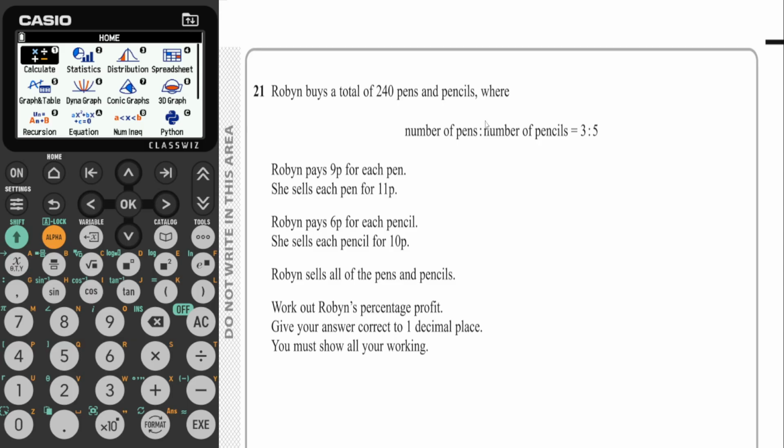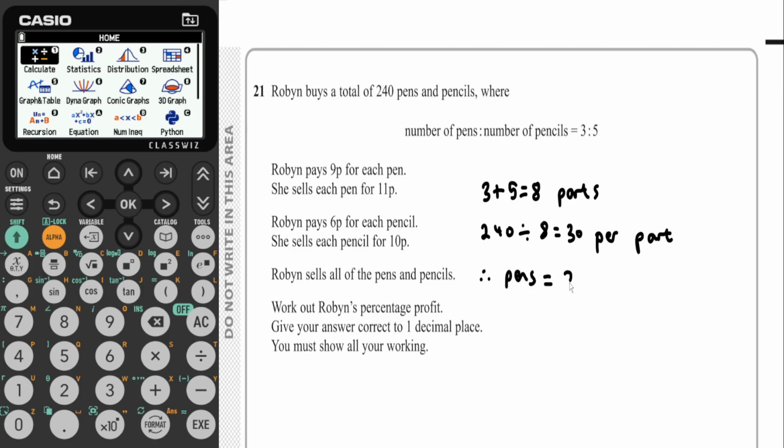What we can do is find out how many pens and pencils we have in total. If we've got this ratio 3 to 5, if I do 3 plus 5, which is 8, that tells me I've got 8 parts. And if I do 240 divided by 8, that means I get 30 per part. So for the number of pens, that's equal to 3 times by 30, which is 90. And for the number of pencils, that's equal to 5 times by 30, which is 150.